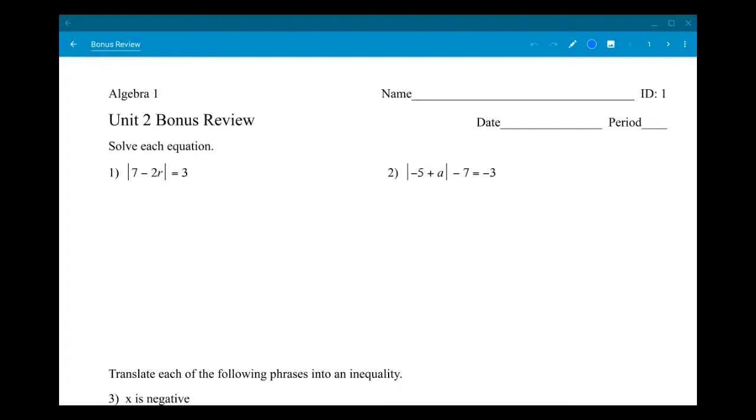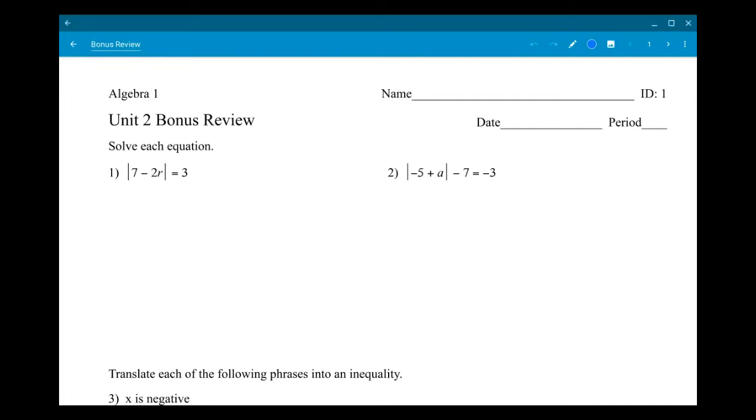We're going to be going through the bonus review that I put up on Google Classroom. So if you did it, that'd be awesome. If you didn't do it, that's okay. You can still follow along anyway. There's an answer key up on Google Classroom too, in case you need that. If you do have any questions, feel free to type those into the chat window. I'll be checking that periodically throughout, and I can answer any questions that you have.